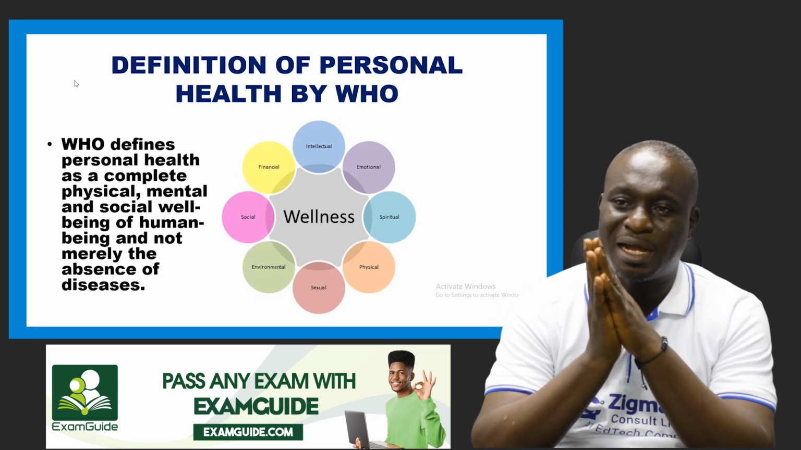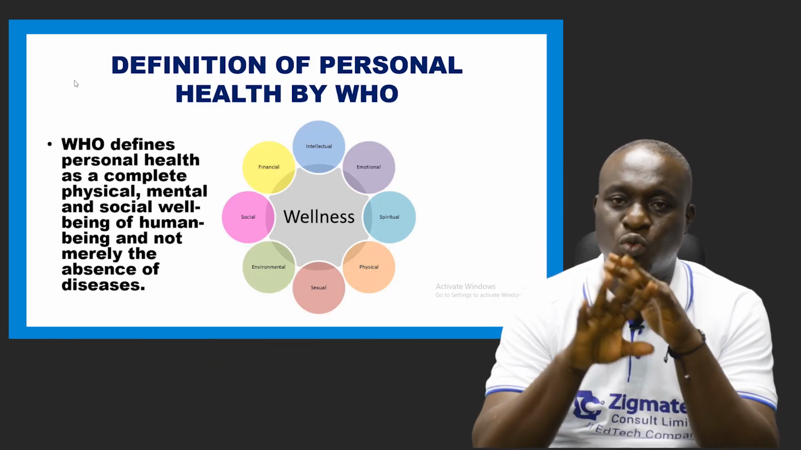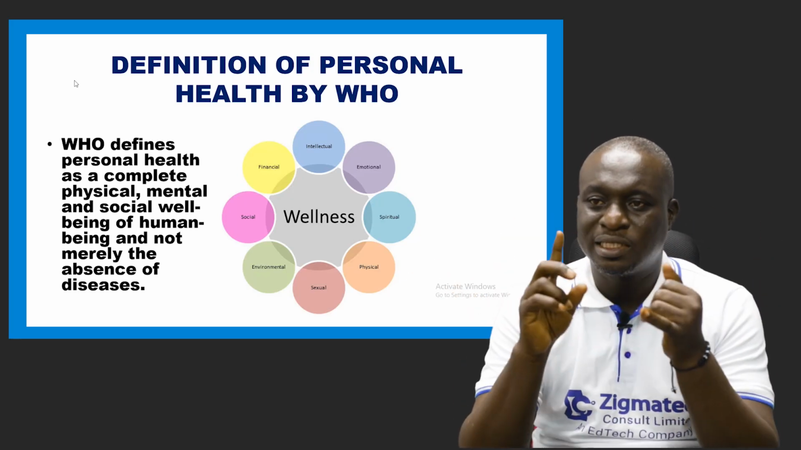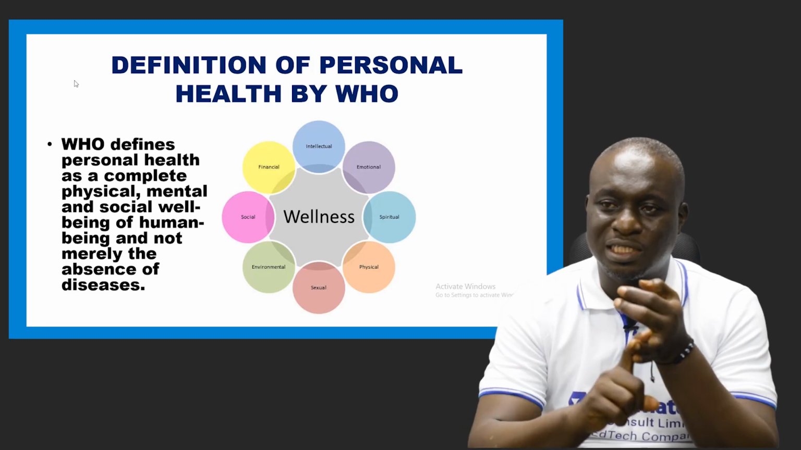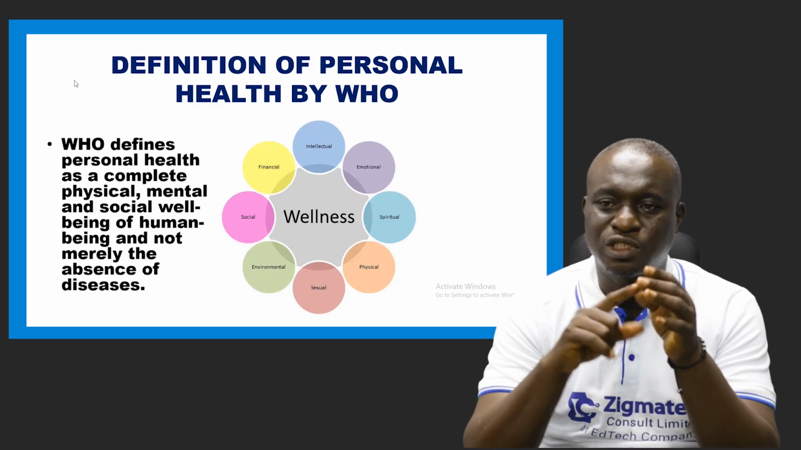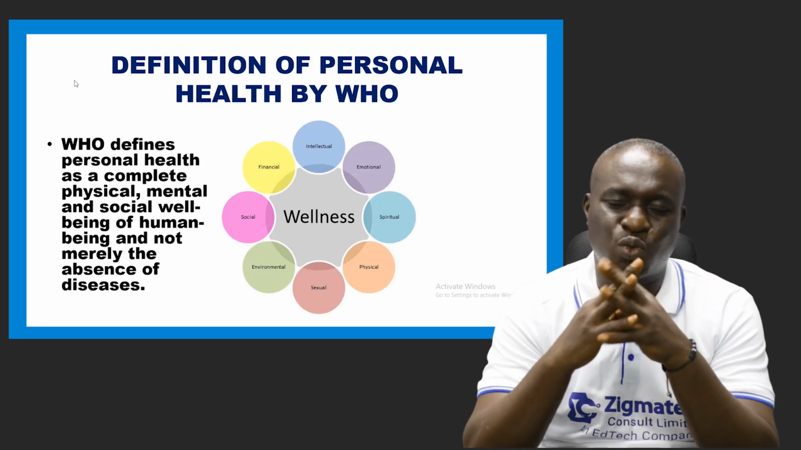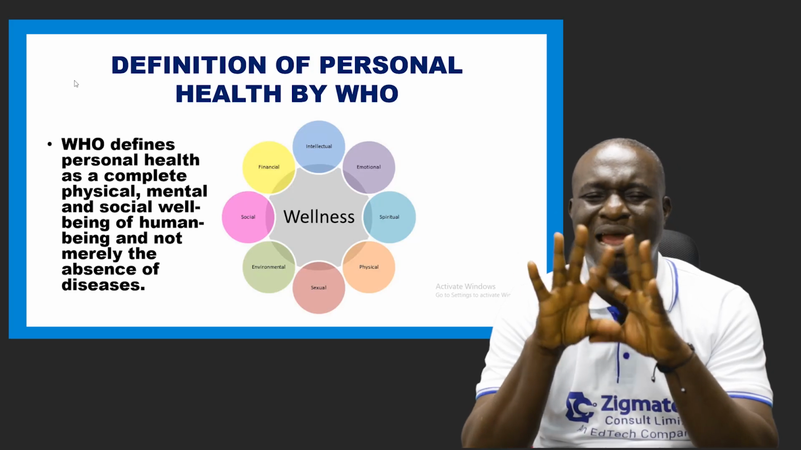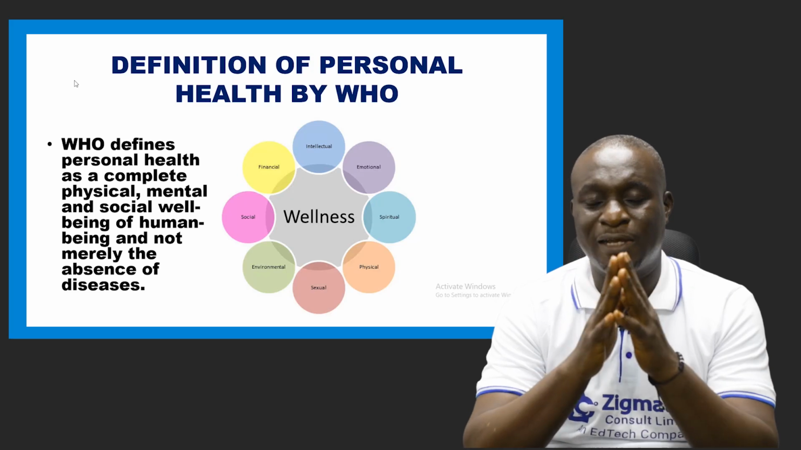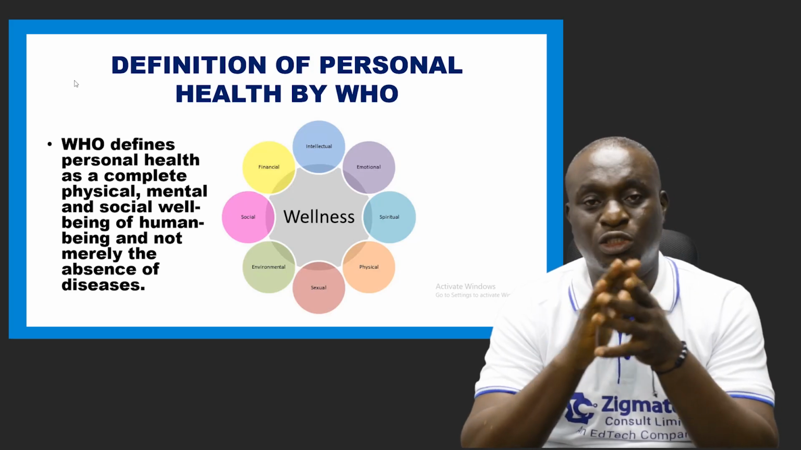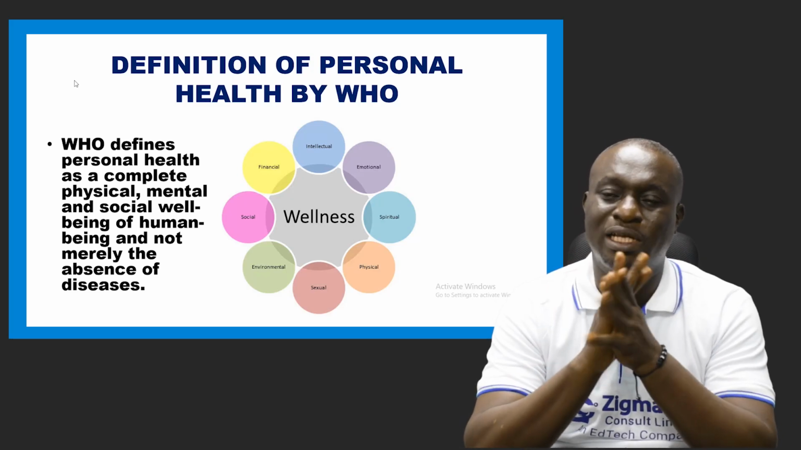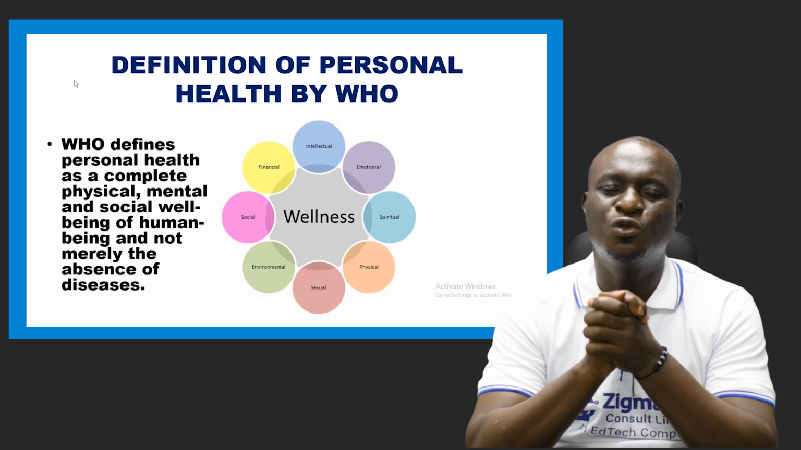If you look at the chart we have there, when you're looking at the well-being of a human, it includes his finances, his intellect, his emotions, his spiritual connection, his physical, sexual, environmental, and social well-being. So it comprises everything about a person. Now, when everything about a person is okay, that person can be said to have personal health. That person is actually healthy by WHO definition.